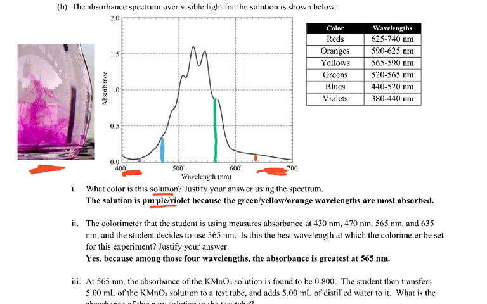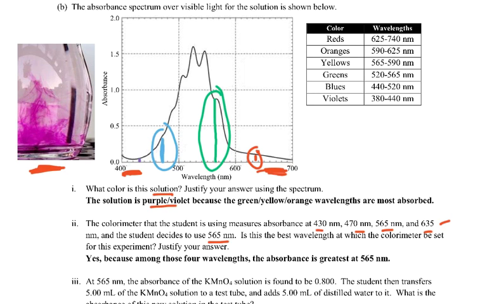Now, the colorimeter that the student uses measures at these four wavelengths of light, because there are 4 different LED lights in there. The student decides to use 565. Is this the best choice? Yes, because if I look at those 4, the 635 is in the red region, the 565 is in the green region, and the 470 is in the blue region.